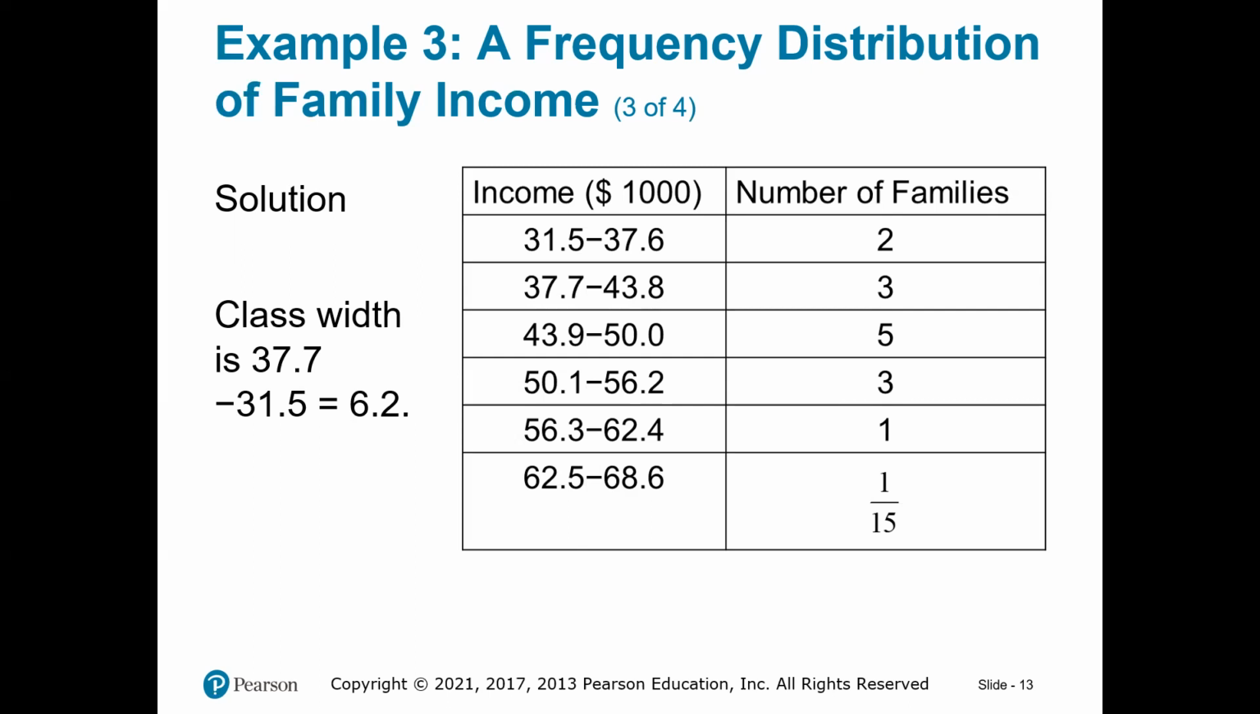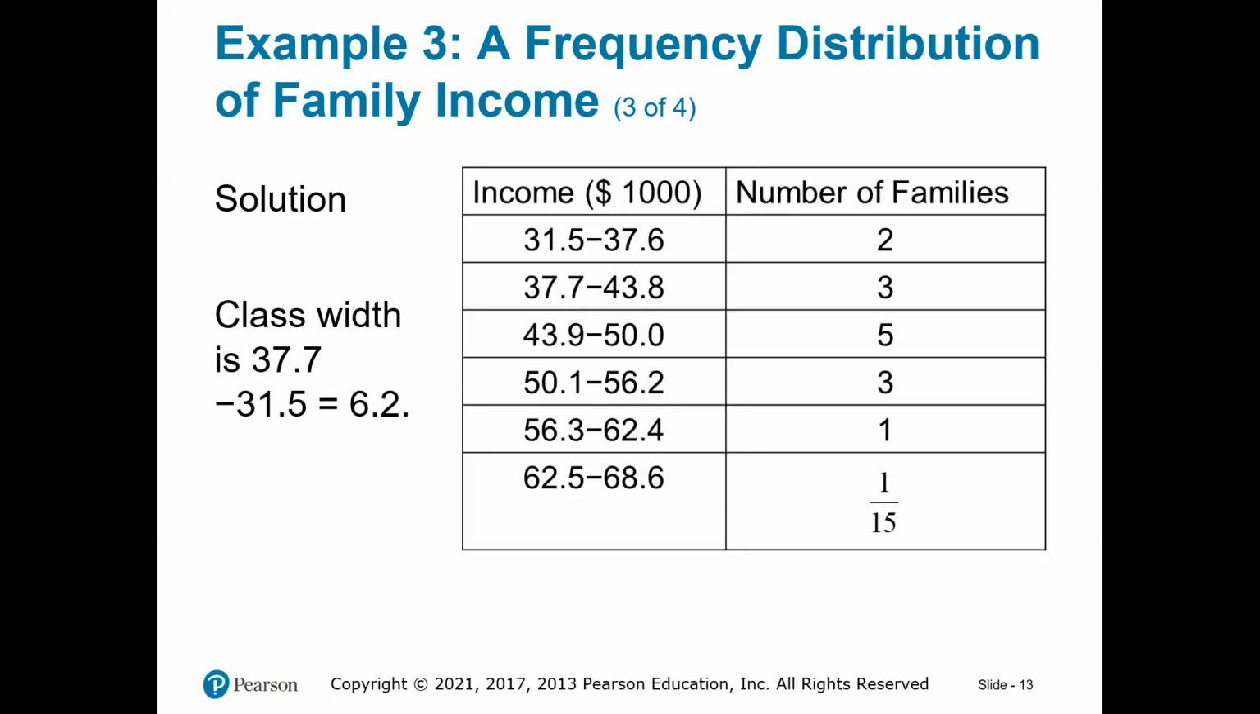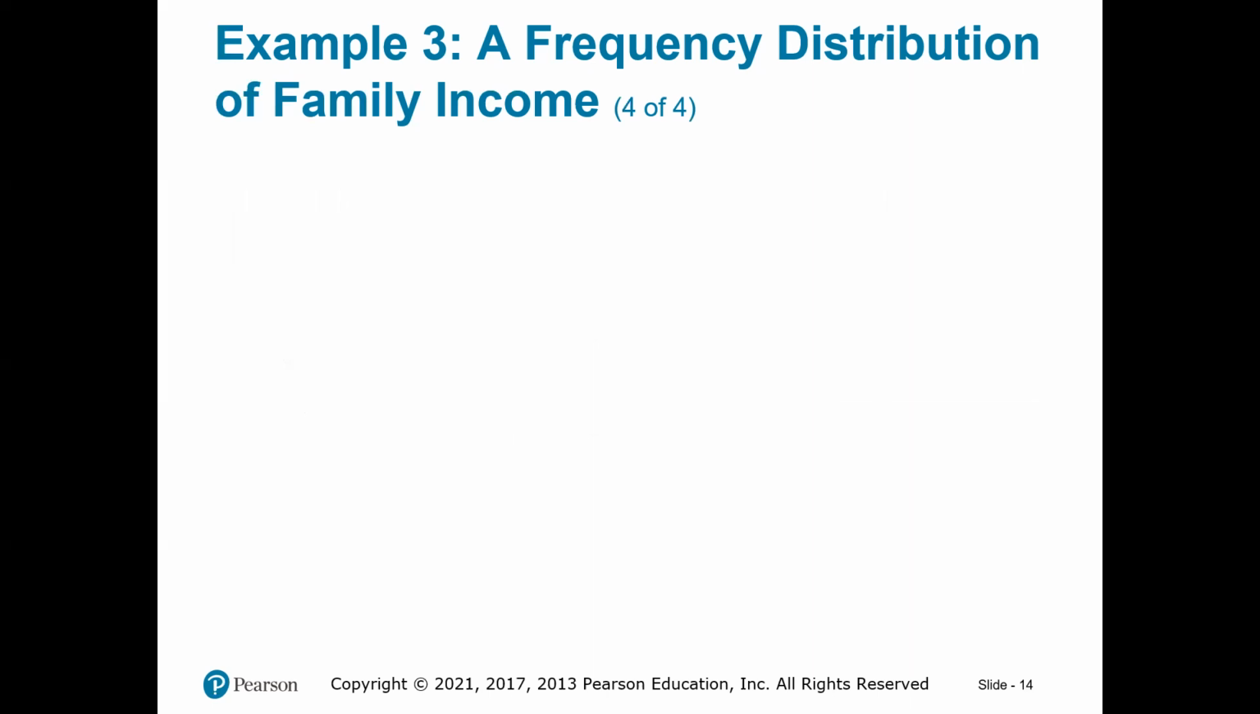Again, how many families do we have? We have 15. In the last class here, as you can see, we have only one family that earned between 62.5 and 68.6, and that family is 65.2. Again, the endpoints of each class are not necessarily occurring in the data, nor the midpoint, nor any point. Where the class starts and ends depends on you, or the exercise will tell you, we want to construct classes starting at this value. If I give you only one class and where it starts, I can construct the remaining classes.